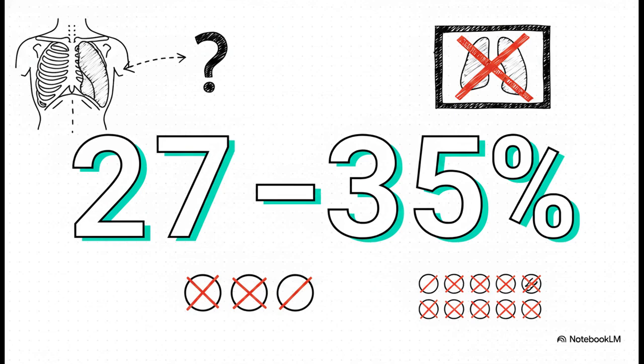Take a look at this number, because honestly, it's a bit of a shocker. 27 to 35%. That is the overall specificity of pulmonary opacities for pneumonia. What does that actually mean for us in the ED? It means if you spot a white opacity on a chest x-ray, roughly 2/3 of the time, it's not actually pneumonia. The image alone is dangerously nonspecific.